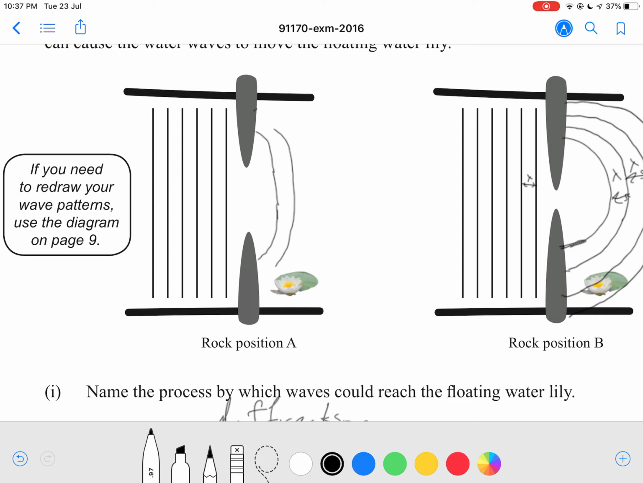Sorry guys, I'm just trying to do the best drawing I can. No, that's too close. That's too far. That's too wiggly. Yeah, it's not a very good drawing. It doesn't look very good at all.